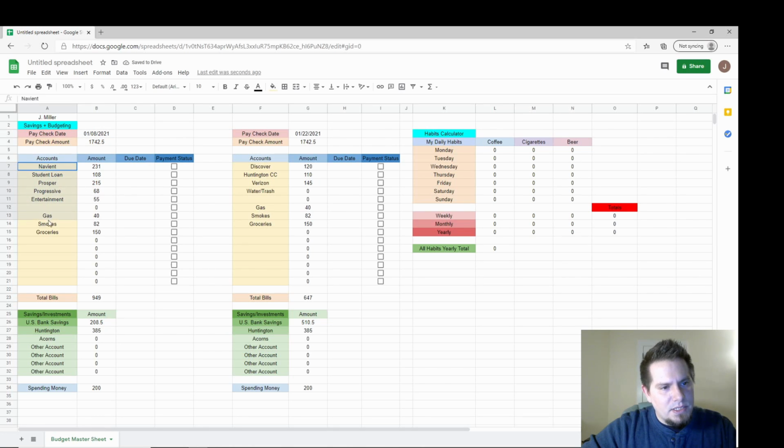Then on these columns here is where you're going to put in all of your bills. For me, you've got Navient, student loans, Prosper, Progressive, Entertainment. For Entertainment, I wrapped up my subscriptions into one category, so that's your Hulu, Netflix, Disney Plus, whatever the case may be. You can itemize it out if you want, type in Netflix and then $15, whatever the case may be. This will automatically calculate your total monthly bills for you.